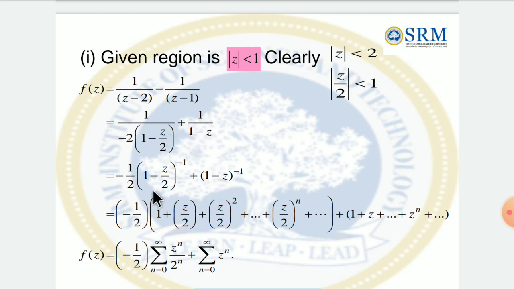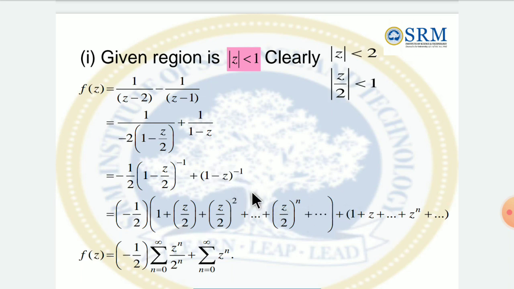So let us see the binomial expansion. 1 minus z by 2 whole power minus 1. Both are minus minus, so all are positive terms. Here z by 2 is the term. So 1 plus z by 2, z by 2 whole square. The nth term is z by 2 whole power n. The second term is also minus minus, so everything is plus. Here z is the term.